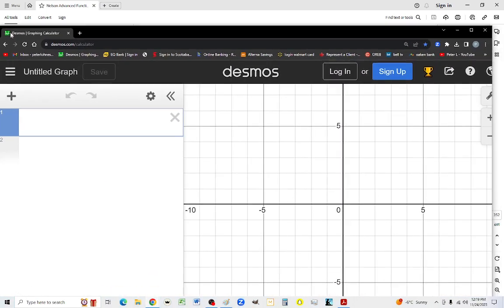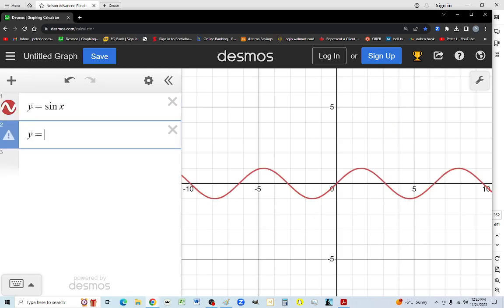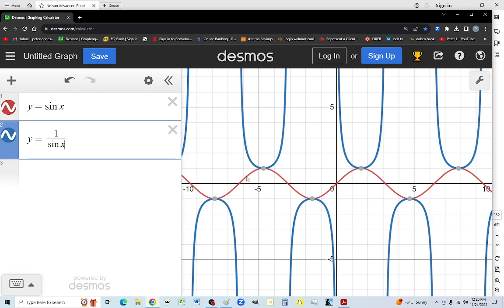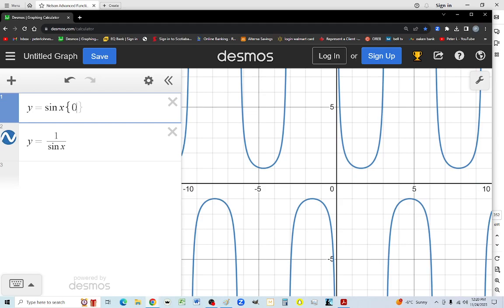Your best way to study it is to pull up a sine curve and then make a 1 over sine to understand the connection. 1 over sine takes all these values here and puts them 1 over. Let's make it just to the right, so x from 0 to 2 pi. We'll do that, and we'll do the same for this one.